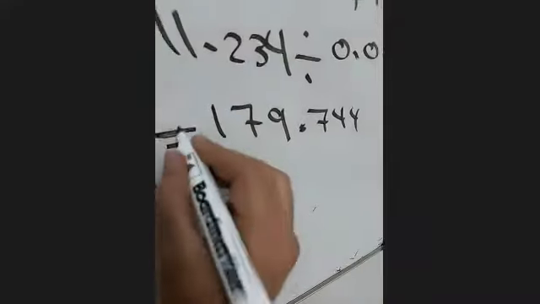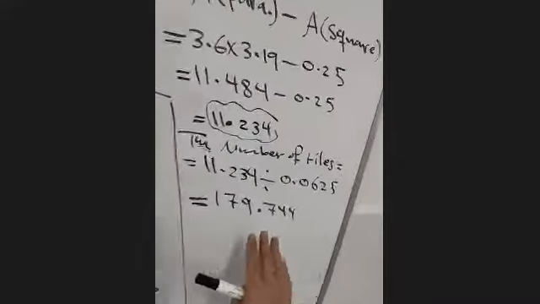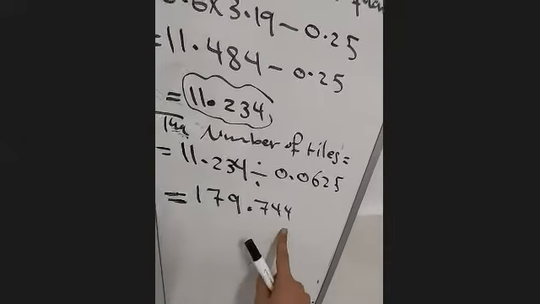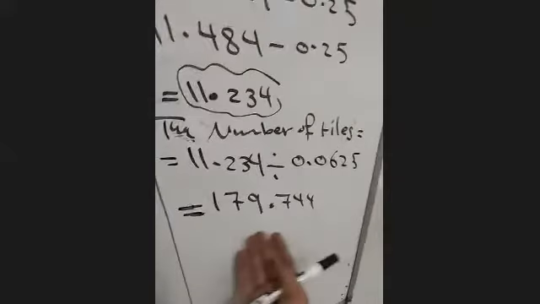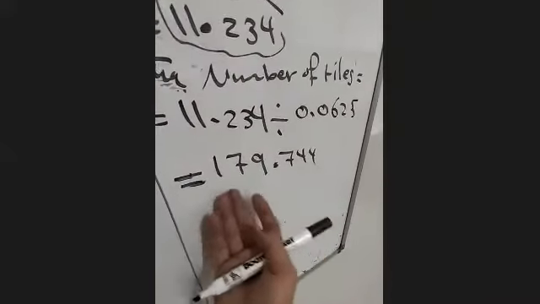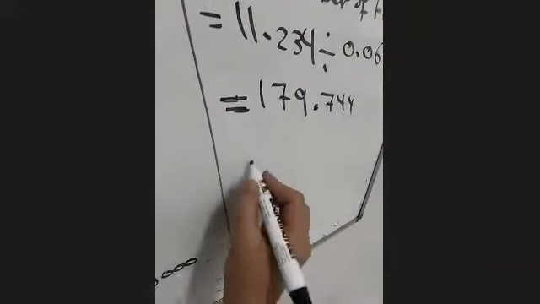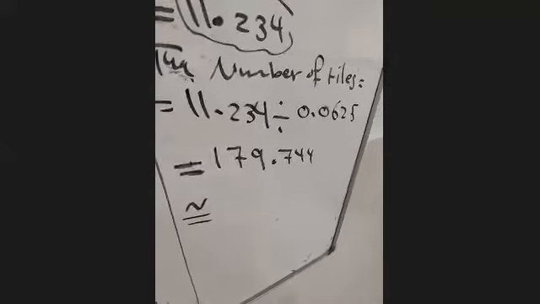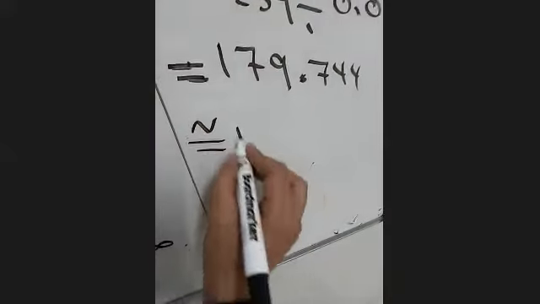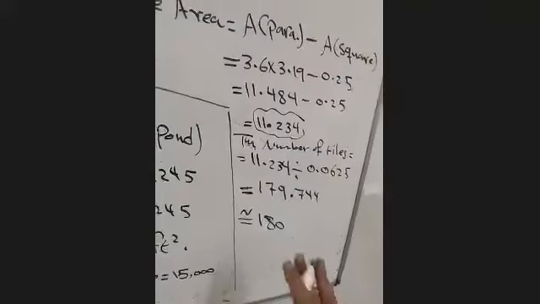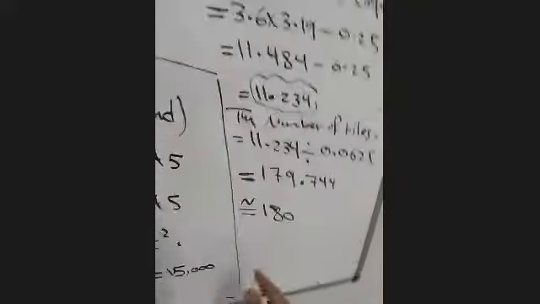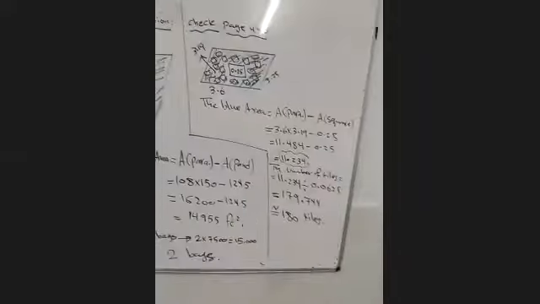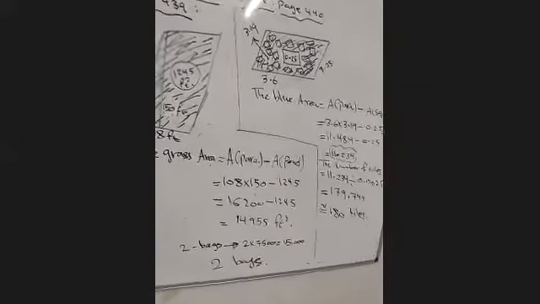Now look here, guys, all of you, this is the answer: 179.744, right? But I will round it. 179 is close to 180. So we need 180 tiles. This is the check, guys. Now, if you don't understand it, you can watch the video again.